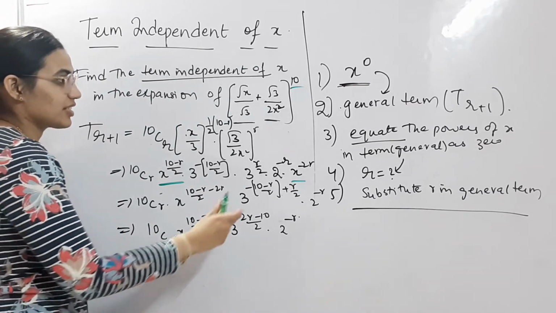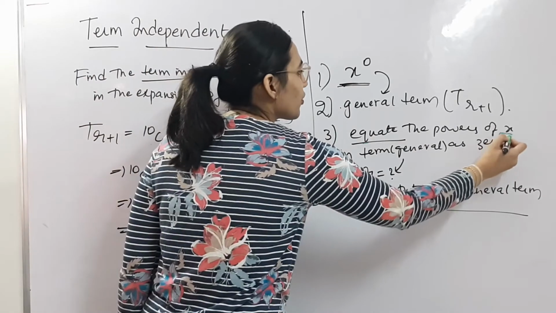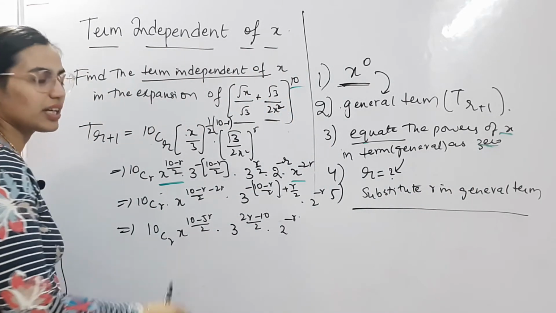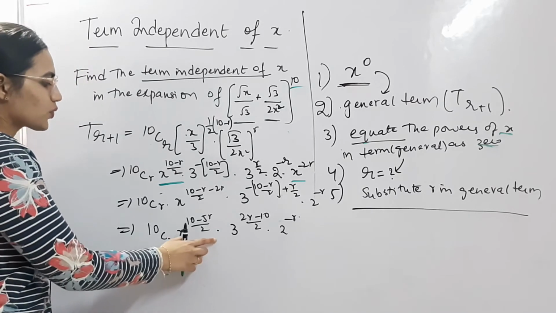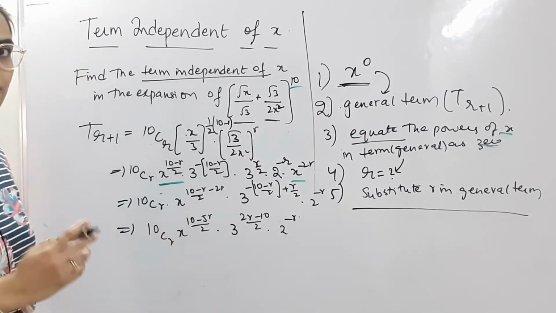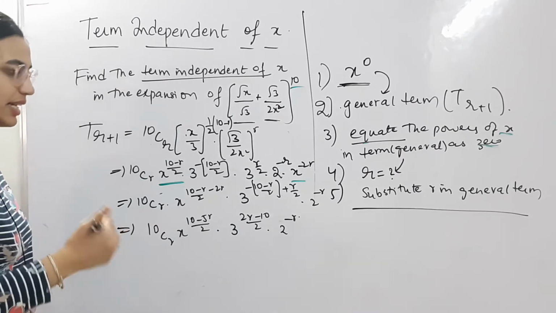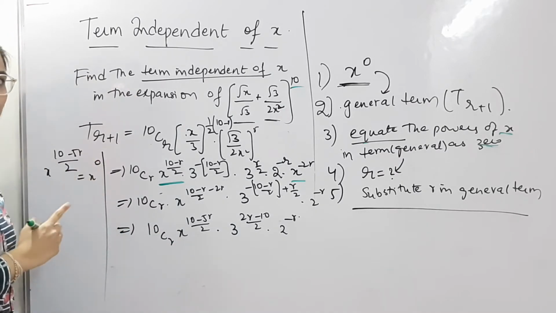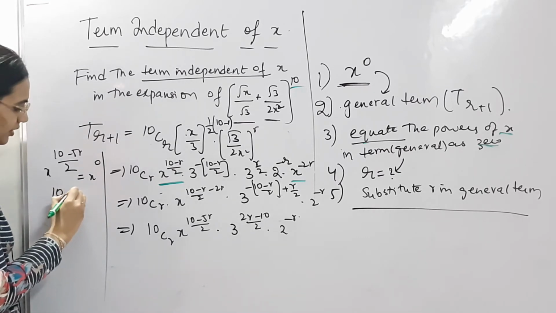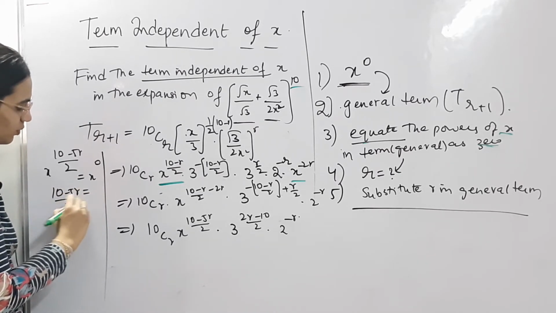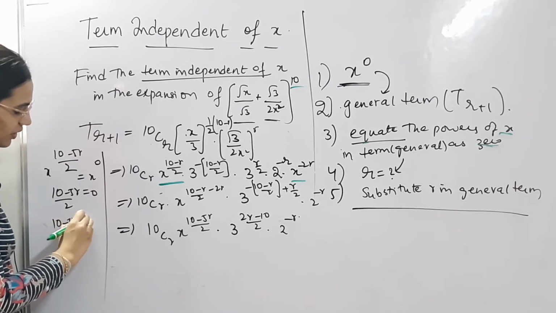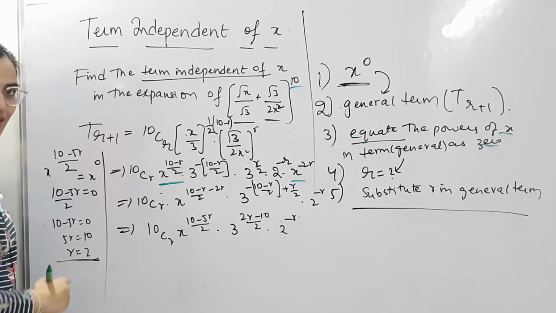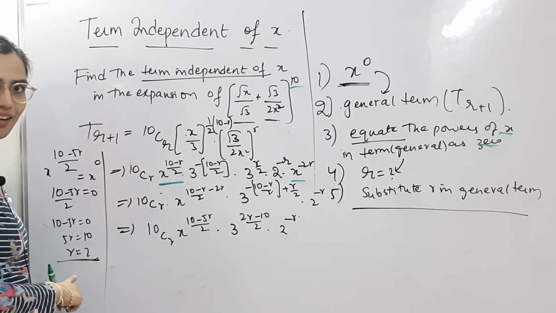And after taking this step, we need to equate the power of x as 0. Right, that means we are assuming that this term will have x to the power of 0. So what we'll do is we'll equate this power to 0. So bases are equal, equate the power. So what we'll get here, x to the power of (10 minus 5r) by 2 is x to the power of 0. Bases are equal, equate the power. So what do we get here? (10 minus 5r) by 2 is equal to 0. 10 minus 5r is equal to 0. 5r is equal to 10 and r is equal to 2. So from here we got r as 2.